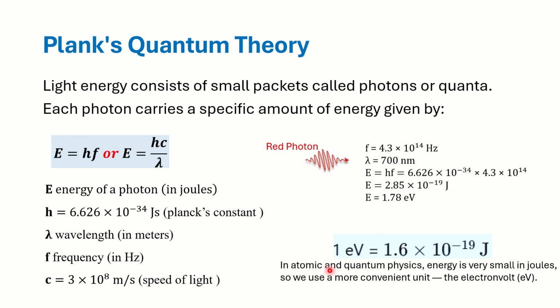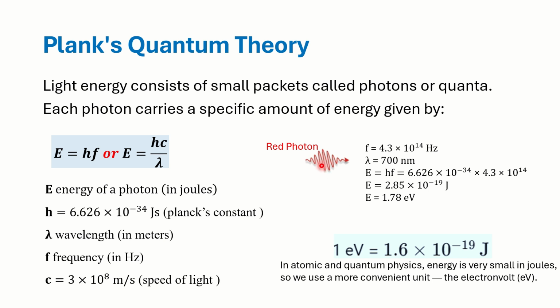But in atomic and quantum physics, the joule is very small. So we use a more convenient unit, the electron volt. Converting joule into electron volt is very simple. Just divide the joule value by the charge of an electron, which is around 1.6 times 10 to the power of minus 19. So the answer is E equals 1.78 electron volts. So this red photon has energy of around 1.78 electron volt.